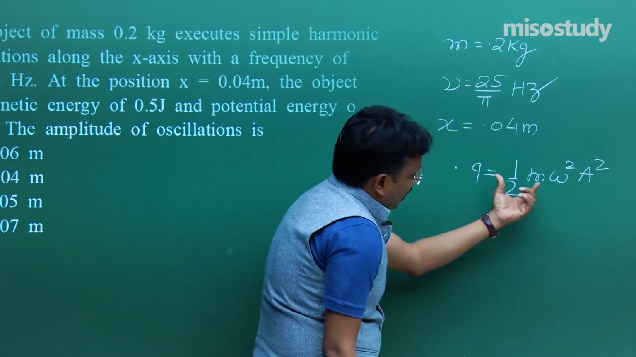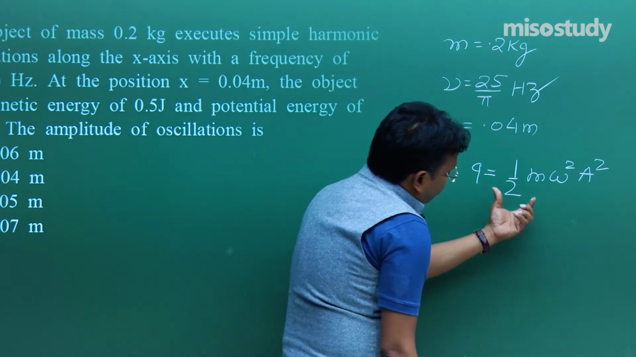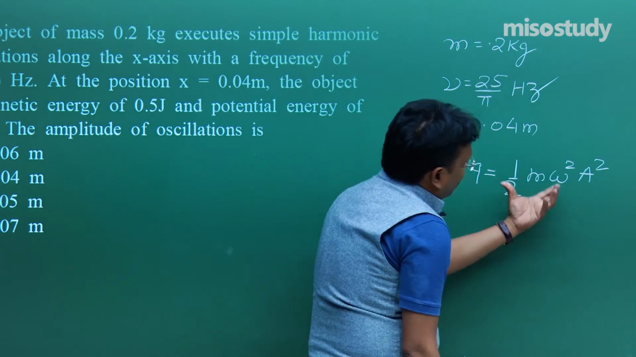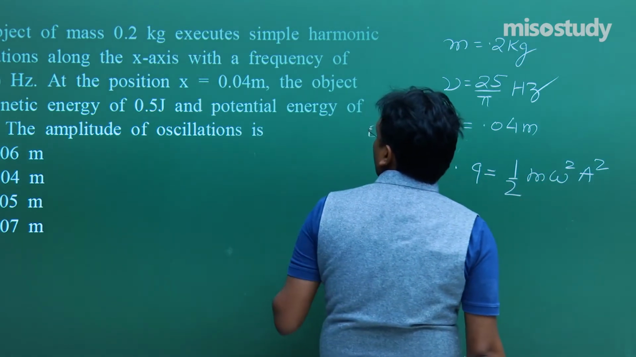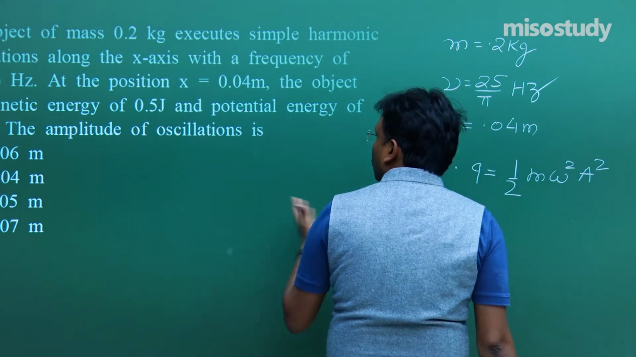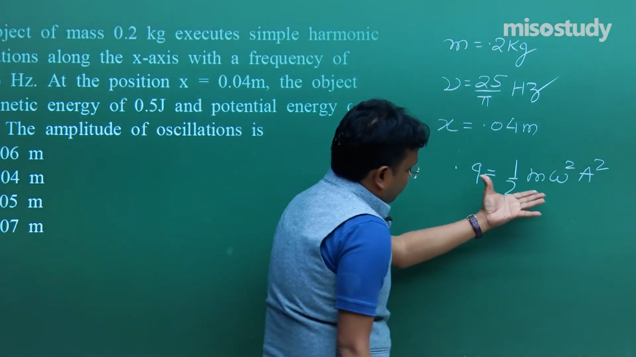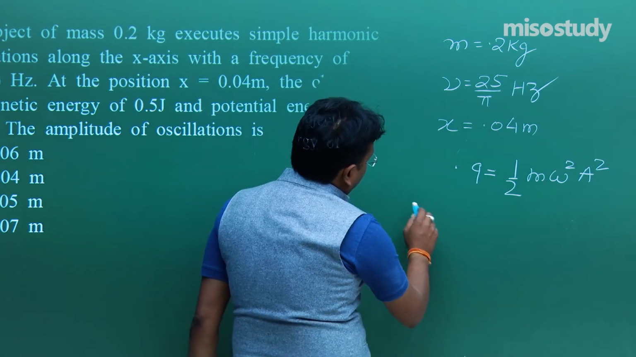So it's going to be half m omega square a square. Fine. Now we can put the values over here because I devoted a good amount of time to this particular question. So as such, I am not going to devote any more time or any further explanation which is not required over here.